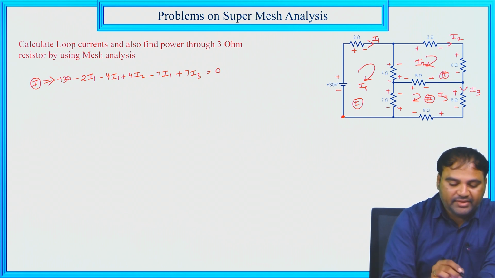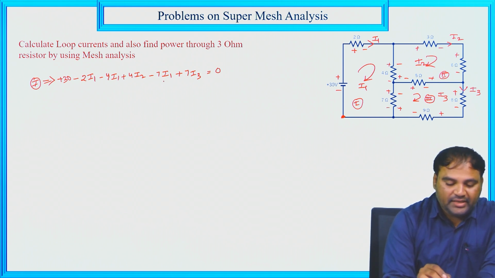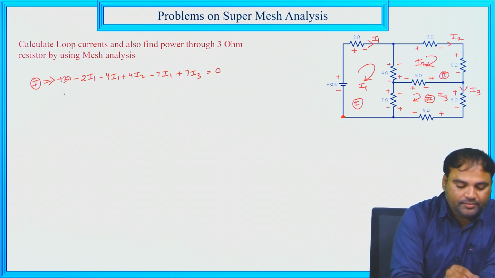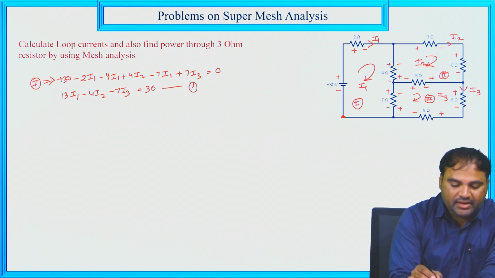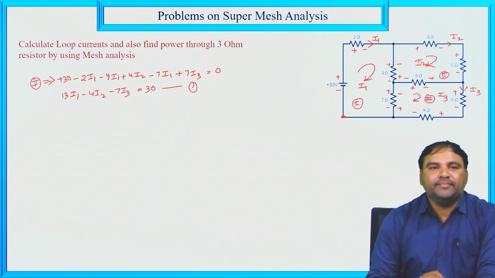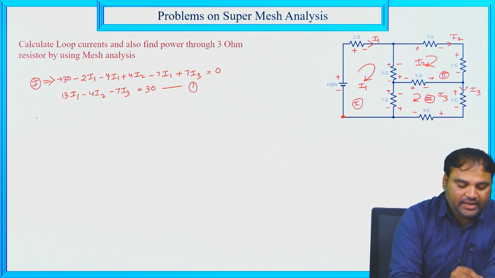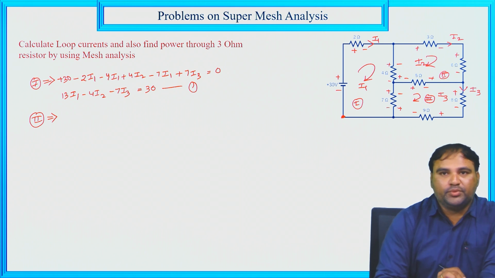Now simplify the equation. So minus 7I1, minus 2I1, minus 4I1, that is minus 13I1. So here 13I1 minus 4I2 minus 7I3 equal to 30. Let us take this as equation number 1. So here is the first loop equation. Now the second loop equation. Now we have to apply KVL in loop 2.